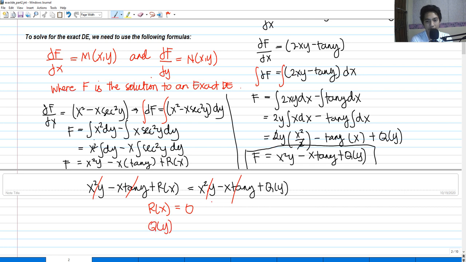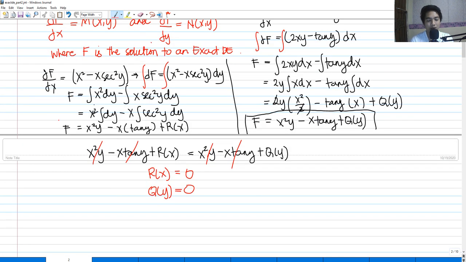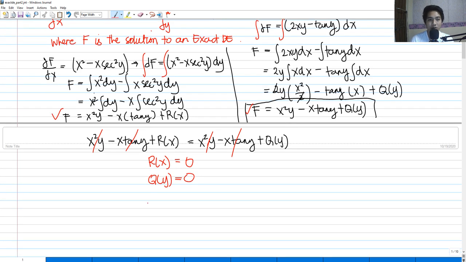For q of y, on the left side, do we have any terms purely in terms of y? No. So we have 0. So our answer could be derived from this f or this f, simply replacing the f with the constant c. Since we have r of x of 0 and q of y of 0, it doesn't matter which f we choose.